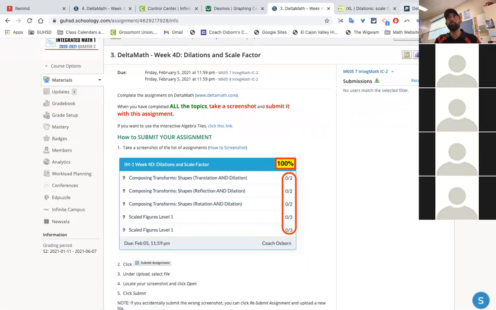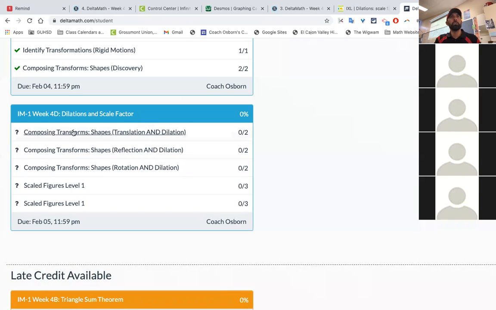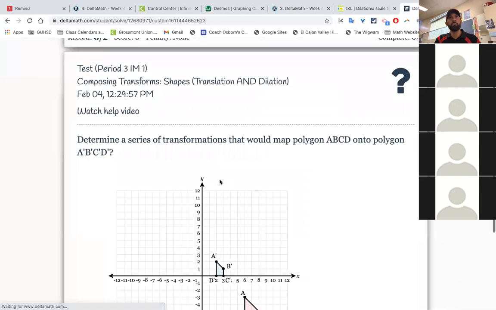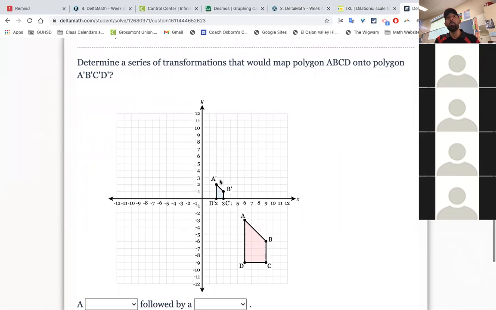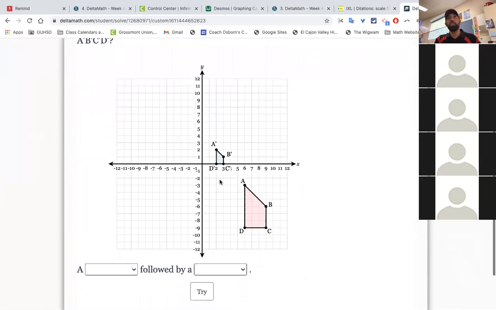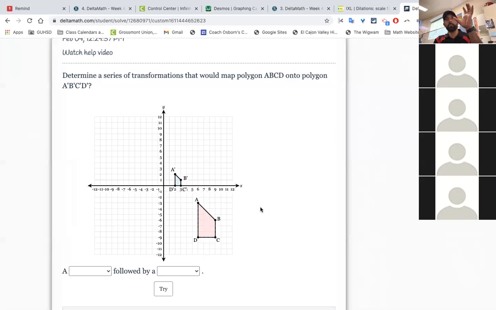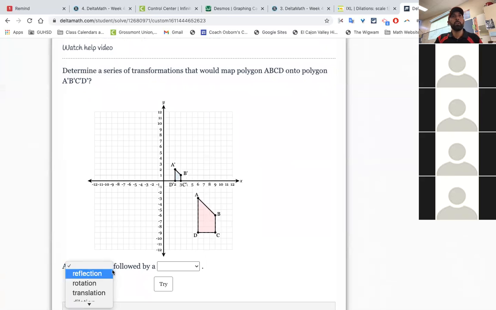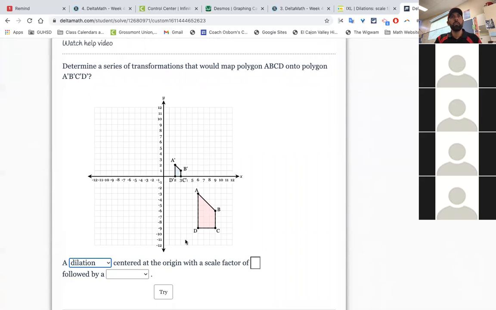Okay, so 4D. All right, so composing transformations. Now you're doing multiple things here. You're shifting this thing, and you are reducing it. So here, first let's start with the shift. Actually, let's do the dilation first.